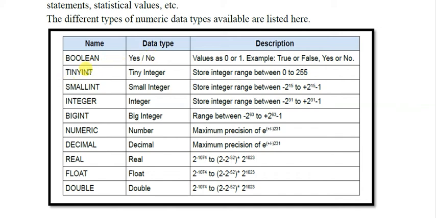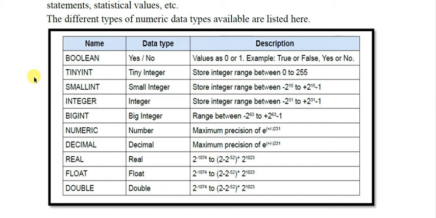Okay. Then we have tiny int, that is called small integer, tiny integer. It is having the range 0 to 255. Then small int, then integer, big int, numeric, decimal, real, float, double. So from this numeric type, these are the ones having decimal points. But big int, integer, small int, tiny int, they do not support decimal values. Okay, they just support whole numbers. Okay, so these are the types of data you can choose.